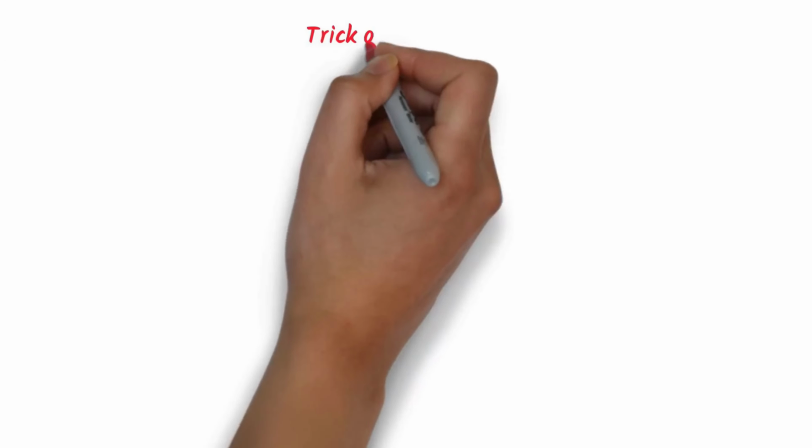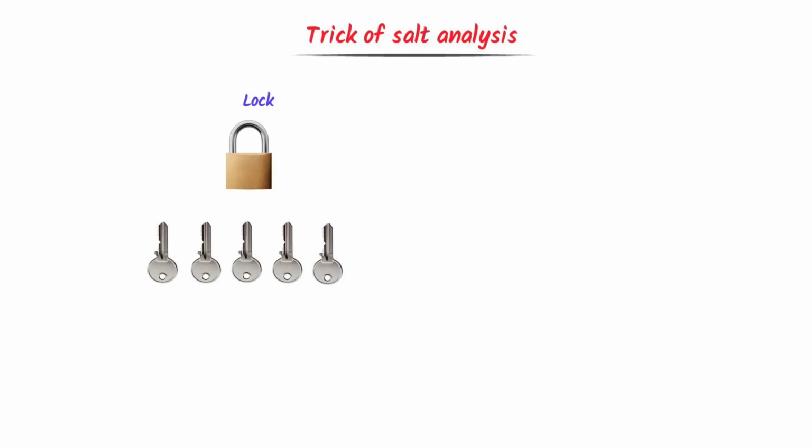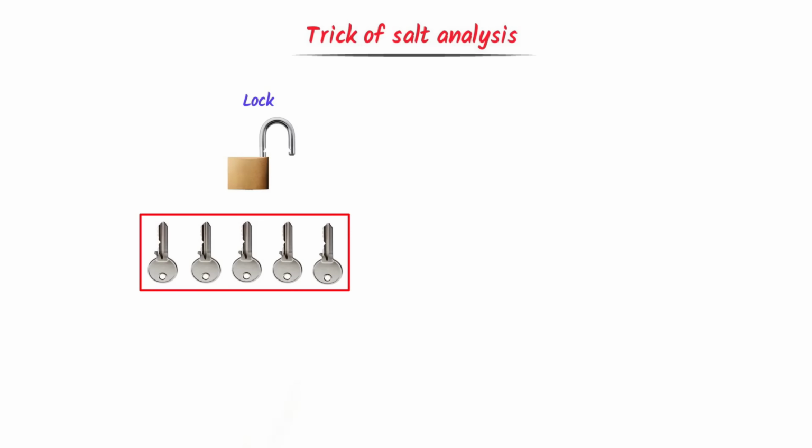Now let me teach you my personal trick of salt analysis. Consider this lock. There are 5 keys available to open this lock. I will select the first key to open the lock. If it doesn't open the lock, I will select the second key. If the second key doesn't open the lock, I will use the third key, the fourth key, and the fifth key. There is a 100% possibility that one out of these 5 keys will unlock the lock.